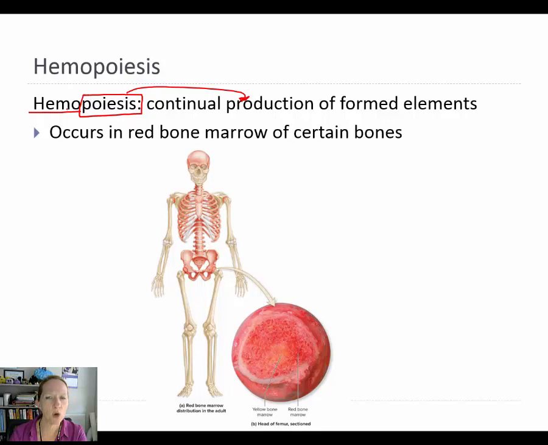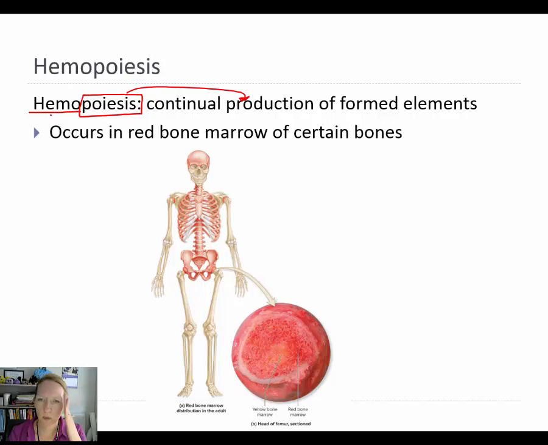So hemo, it can also be hemato. Sometimes you'll see hematopoiesis, which is fine. You can use that as well. But hemopoiesis, hemo is going to refer back to blood. But this is going in and looking specifically at the production of the formed elements of the blood. So this is looking at not only red blood cells, but white blood cells and platelets.